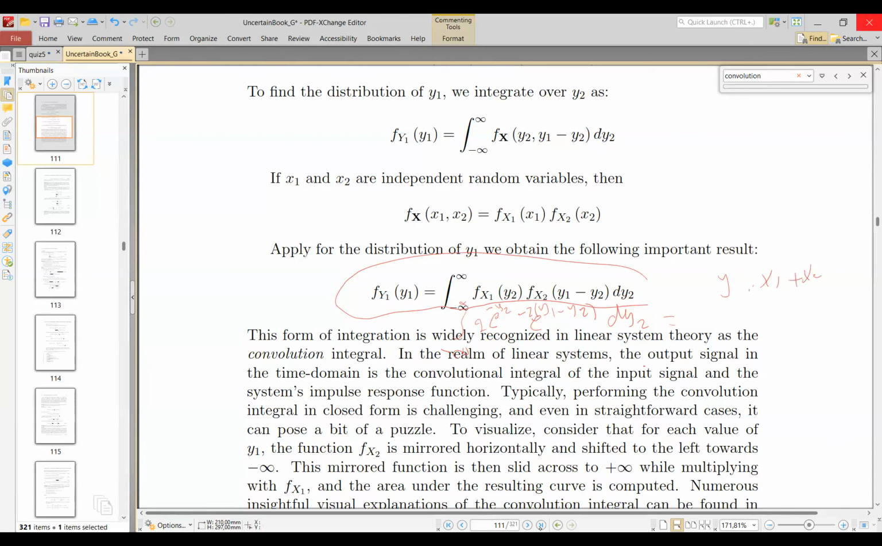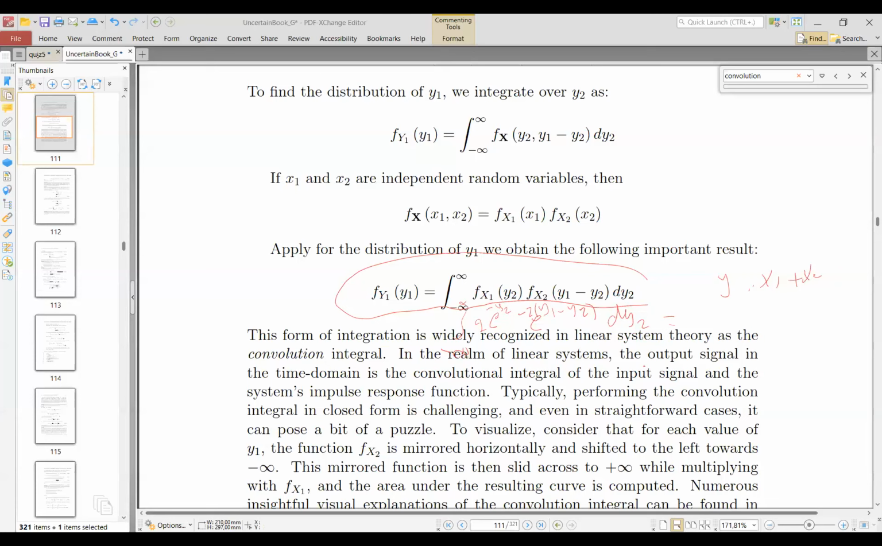And sorry, it still needs to be the same. Yeah, but change to quiz 5.